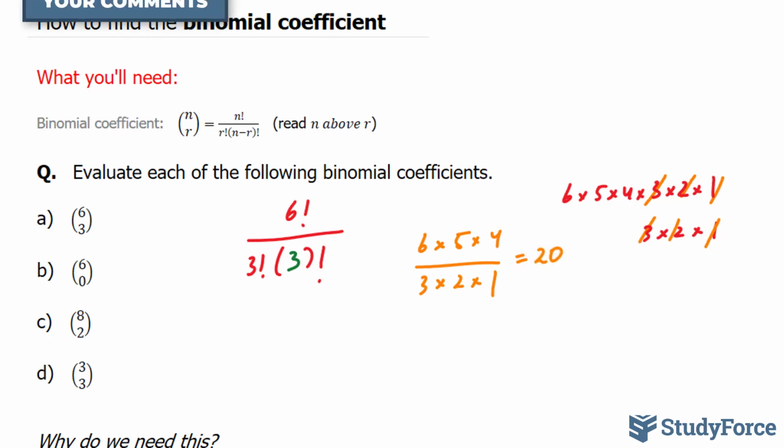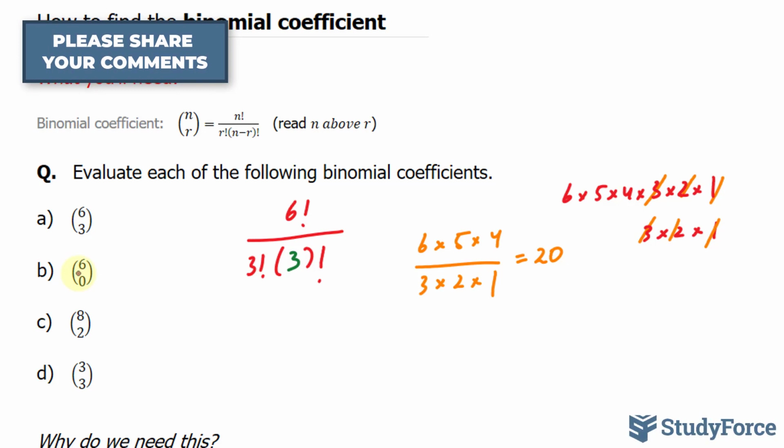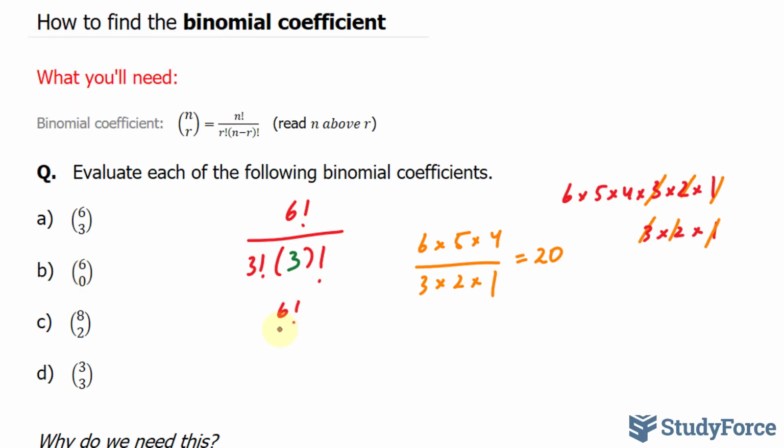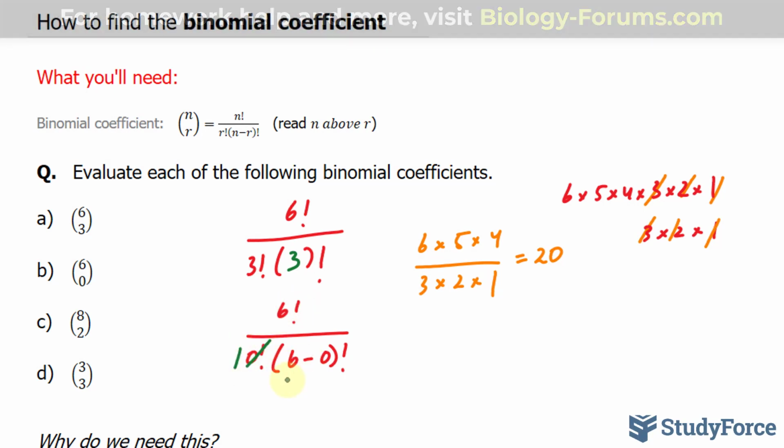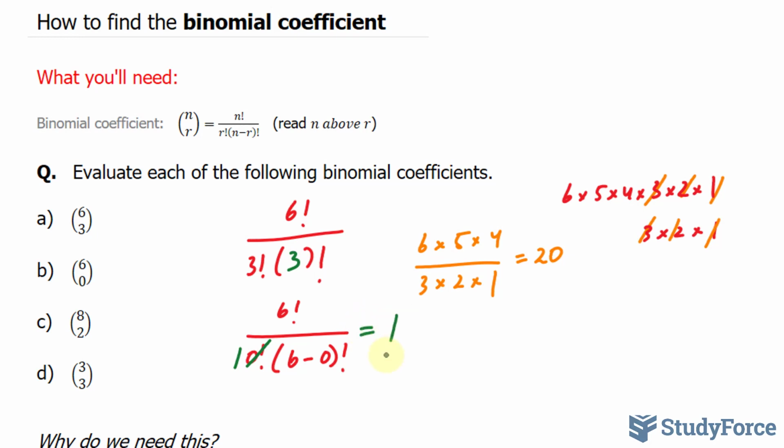Let's do the next one. This time we have 6 above 0. So we'll write down 6 factorial over 0 factorial, which is equal to 1, bracket 6 minus 0 factorial. I just mentioned that this becomes a 1. We have 6 factorial at the top and 6 minus 0 factorial at the bottom. Therefore, our answer is 1, because we have the same factor at the top as we do in the denominator.